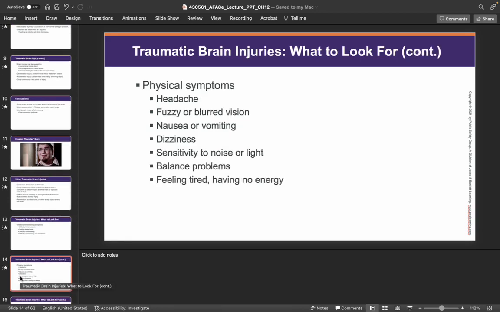Then you have physical symptoms, of course, a headache. The one thing I have noticed about concussions and a lot of these other brain injuries is the pain isn't just where they got hit. It's diffuse throughout their whole head or a larger portion of their head. They may have fuzzy or blurred vision, nausea or vomiting, dizziness, sensitivity to noise or light, balance problems, and they may feel tired or just really out of energy. Not even sleepy tired, but just worn down.